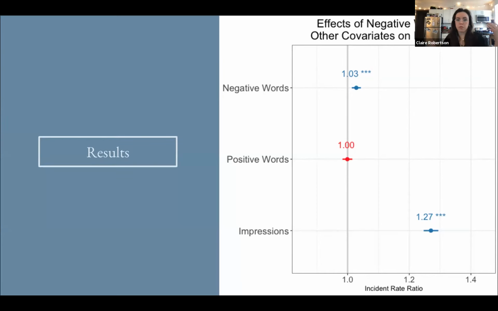We also see that number of impressions is a significant influencer of engagement, which makes sense. The more people who saw a story, the more likely it was to be clicked on. But we did not see an effect of positive words on engagement. So there does seem to be something very specific about negative sentiment here that's driving engagement, rather than simply any valenced emotion that is positive or negative.